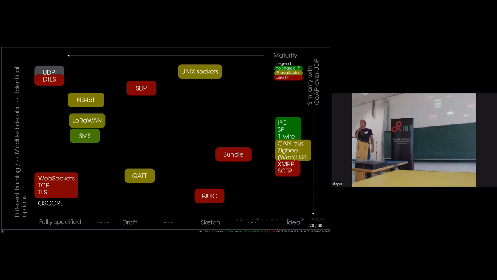Now coming back to the topic of fragmentation, I've colored the individual transports depending on how much this is actually an issue. If we look, for example, at CoAP over SPI or one wire, there is not even a specification that would allow us to use IP over that. For SMS, you could argue that you could use GPRS, but that's not available on all hardware interfaces, so maybe a problem, maybe not.